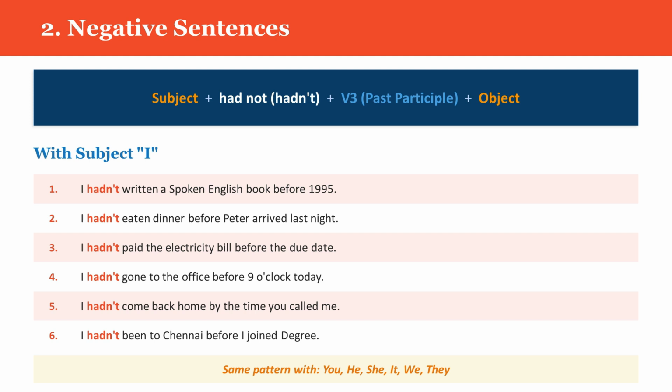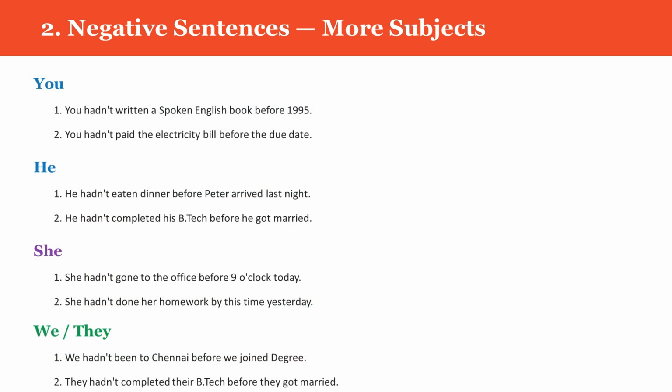This same pattern works for all other subjects. You hadn't, he hadn't, she hadn't, we hadn't, and they hadn't. The structure does not change. Let us now see negative sentences with other subjects. With you, you hadn't written a spoken English book before 1995. You hadn't paid the electricity bill before the due date.